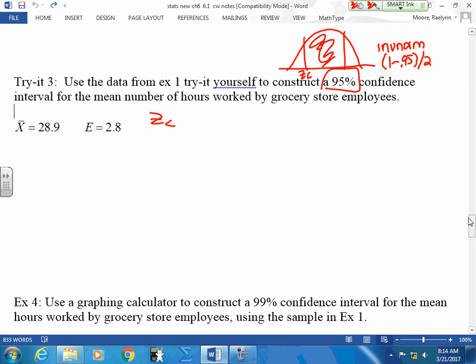We're going to find our own margin of error. Even though they gave it to us, we're going to find it again. So find me your ZC. We've done the inverse norm before. The whole area is 1. So I'm going to share 5%. Half of 5 is 2.5%, 0.025. You can do an inverse norm of 0.025. You can go to your table and look for the 0.025. What's the ZC?